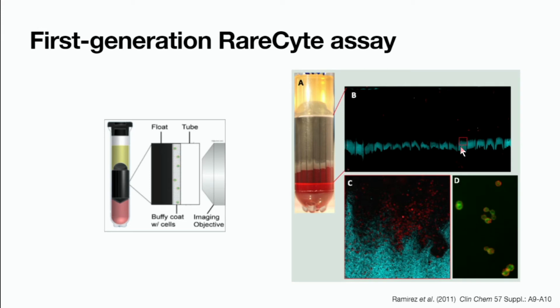If you could get a very close-up view of this region, it turns out that scattered among the white cells in here are the circulating tumor cells. And so they can be imaged this way. And so this worked.